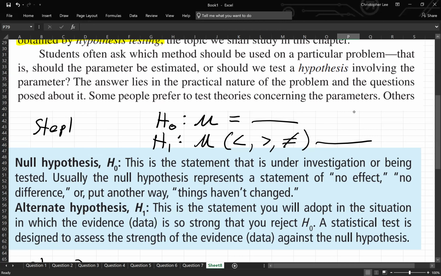Right? The story will tell you what it is. All you're doing is copying it from the story. Whatever question they ask you in the hypothesis testing question is the alternative hypothesis, the H1. The question is the H1. The null hypothesis is whatever is known, right? So they're going to tell you what it is, right?